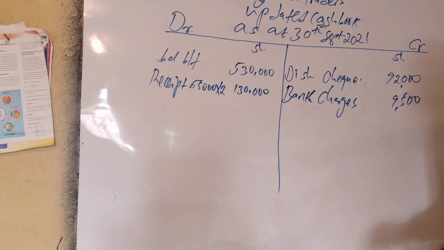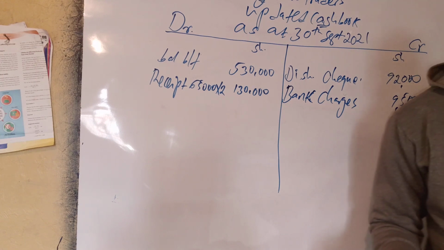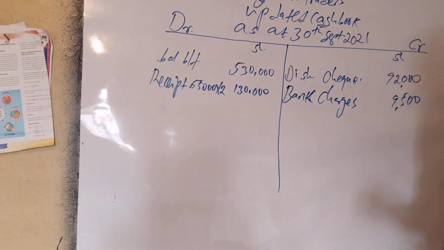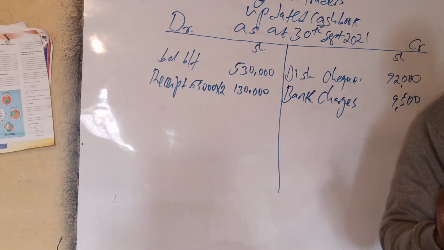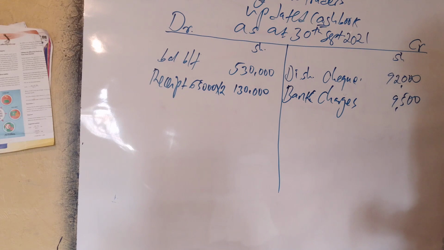Note number 4: checks totaling shillings 299,000 had been issued to suppliers but not yet presented to the bank. So that will not affect our cash book.